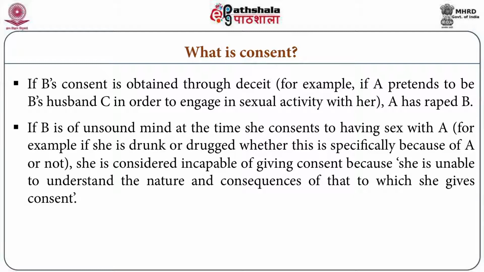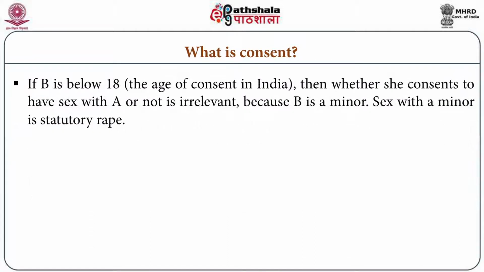Another interesting, let's say, way of understanding consent is whether people are capable of consenting at all. So we have this idea called age of consent. If B is below the age of consent, let's say 18, then whether she consents or not to have sex with A, still A is considered to have had statutory sex. In other words, A is, according to the statutes, considered to have raped B, despite the consent granted by B, because B is not at the age of consent. B is prohibited from giving that consent.